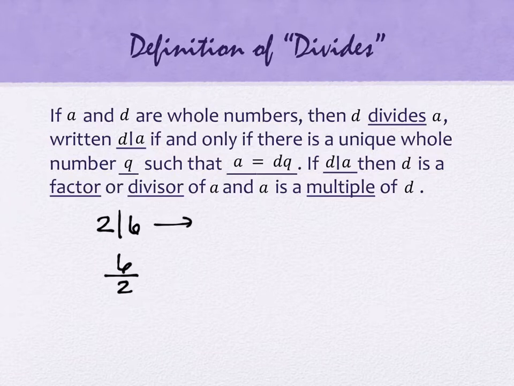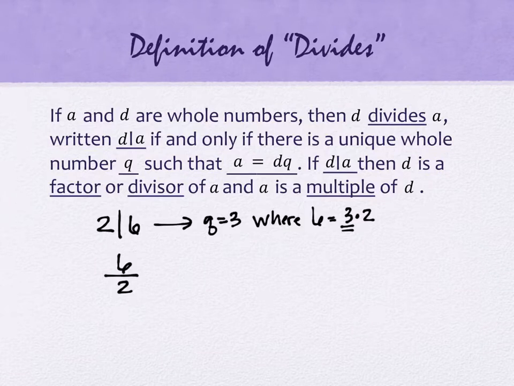And this is true if and only if there exists a Q. In this case, Q would be 3, where 6 is equal to 3 times 2. So there's some number that multiplies by 2 to get back to 6. That's all this definition is saying.